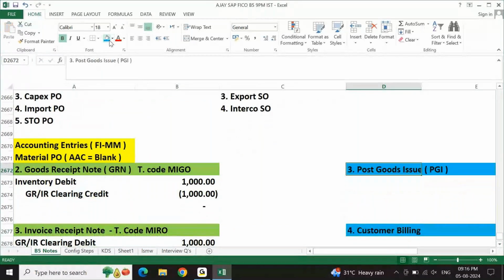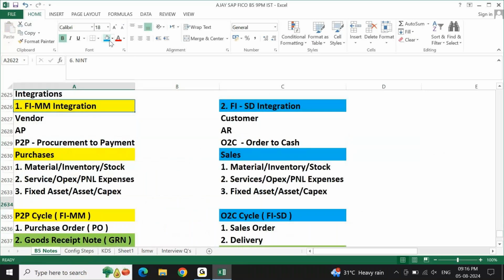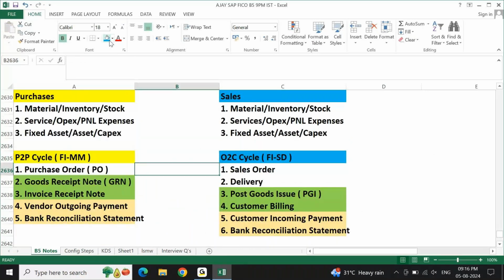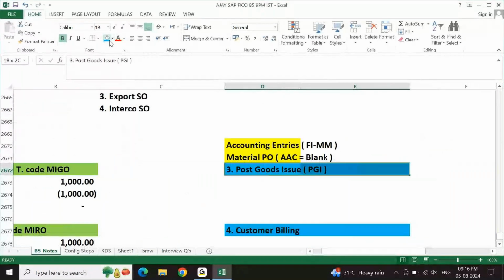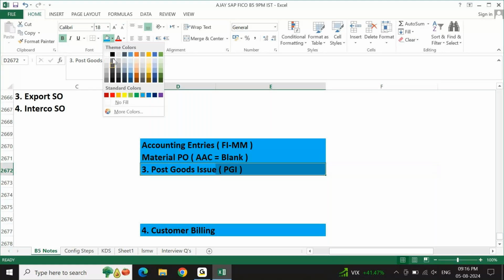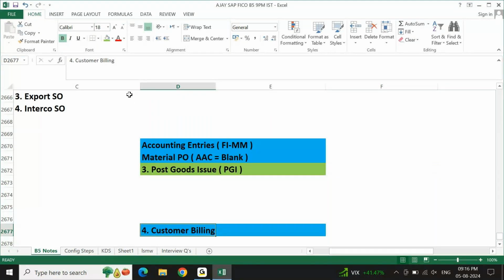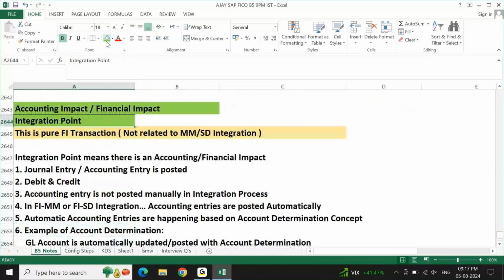Okay, when it comes to this one, and then I'll also put this thing. Why I put green here? Because this is this. Okay, so I'll put green here also, so that there is no confusion. Let me put green here. We've listed green because this is an integration point, accounting entry.